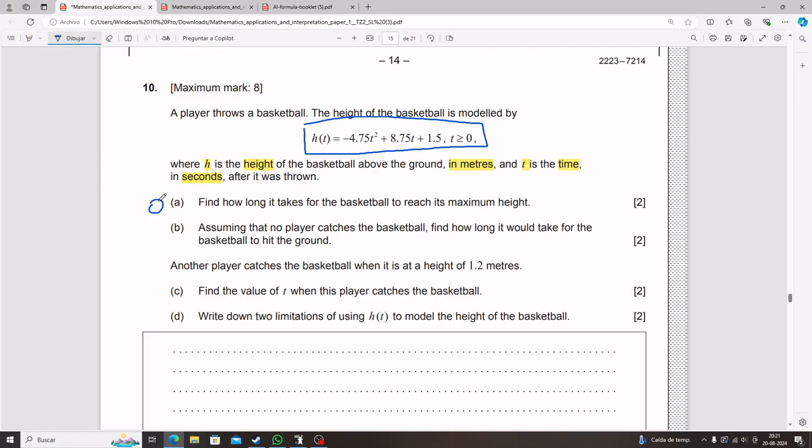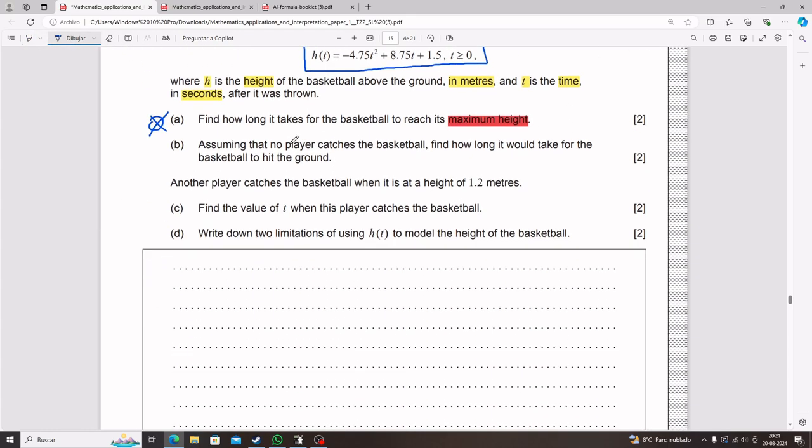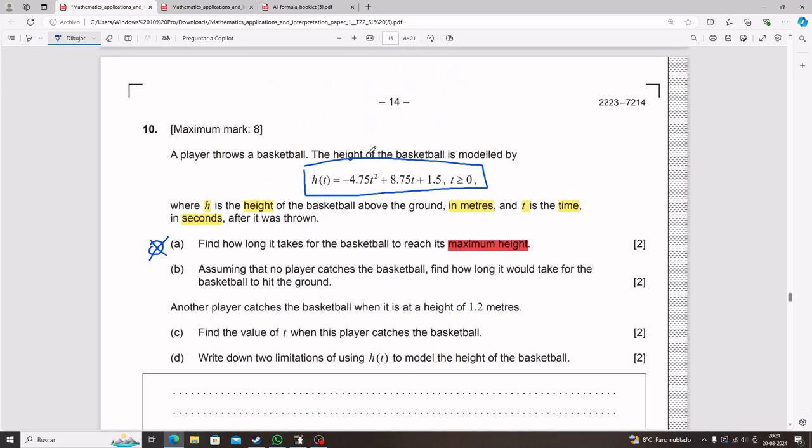For part A, we need to find how long it takes for the basketball to reach its maximum height. So the big buzzword here is the word maximum. I did mention this is a quadratics problem, but let's also talk about how I know that it's a quadratics problem. And this first step is very important to acknowledge.